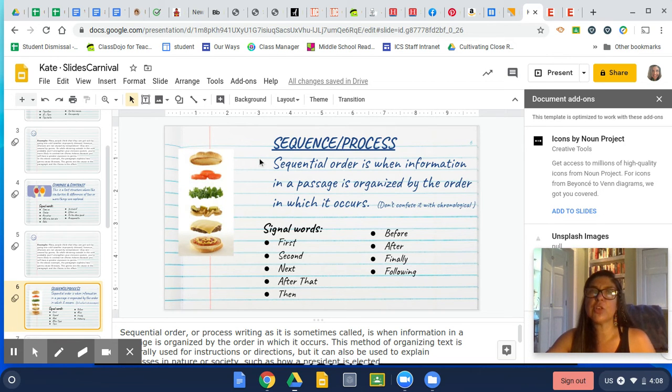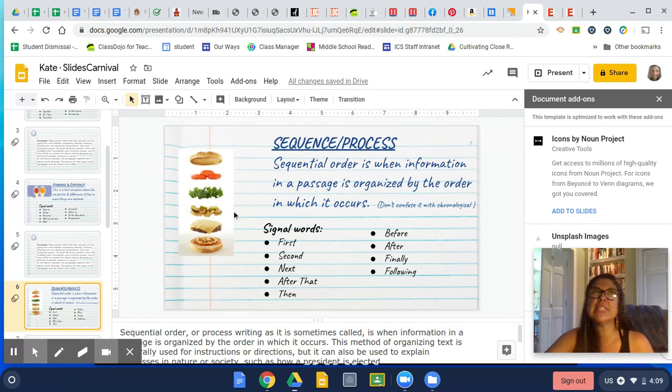Sometimes the sequence or process text structure is the best one to use. It's in sequential order, and it's when information in a passage is organized by the order in which it occurs. So this is often when you're giving directions. It's not to be mistaken with chronological order. Chronological order is different. Chronological order is referencing a particular time. Sequential is the time order of the process that it's going through.